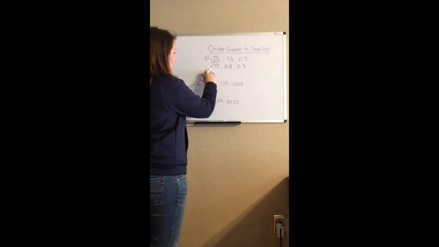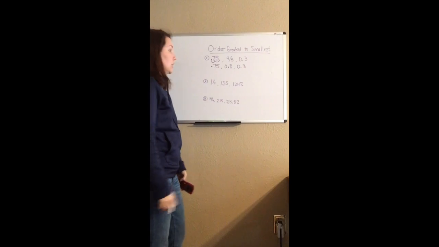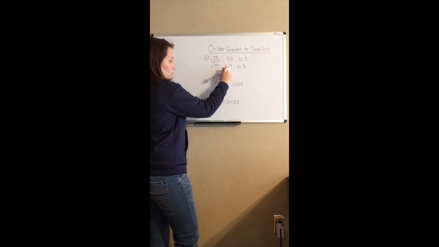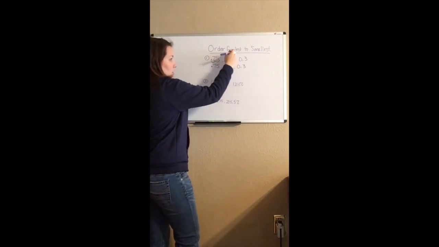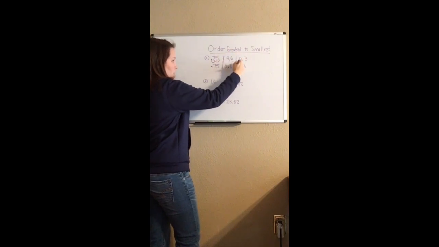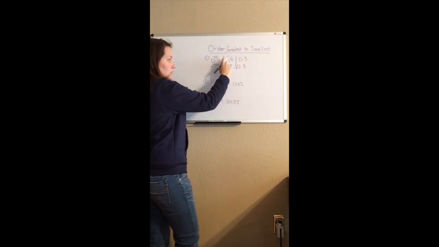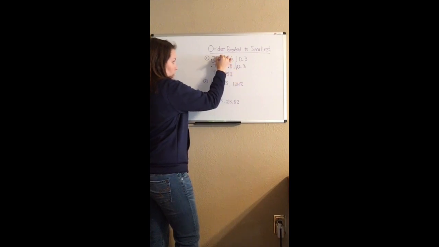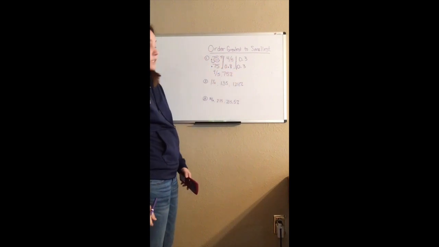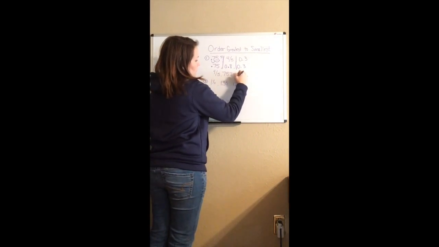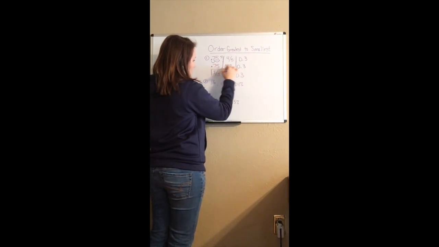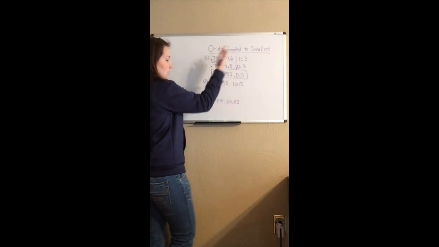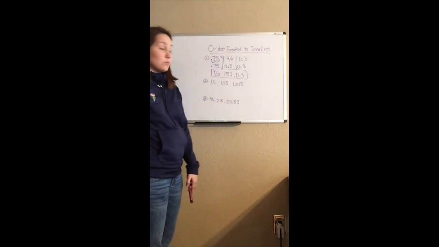Looking at these, they are easy to compare to each other. Since I've lined them up, I know the 0.8 is the greatest, then the 75%. I'll put the percentage sign there so we remember that that was the percentage, and then the 0.03 at the end. So that's those ordered from greatest to smallest. Let's look at the next one.